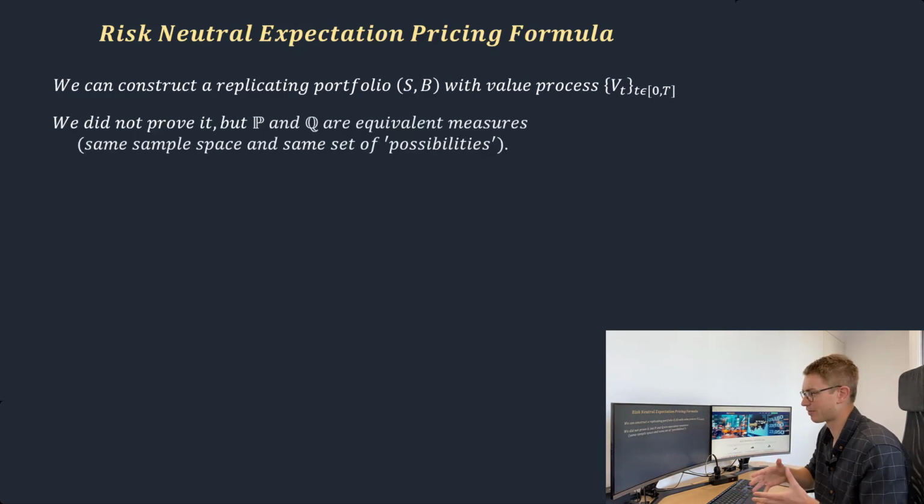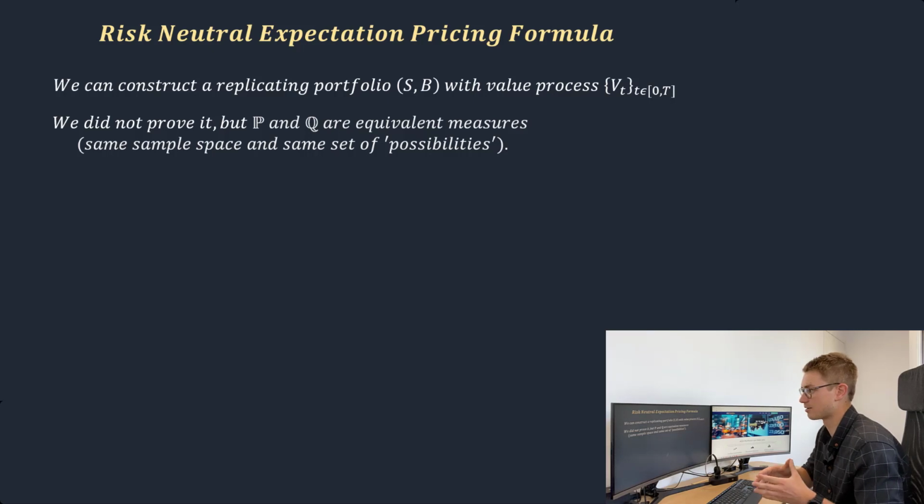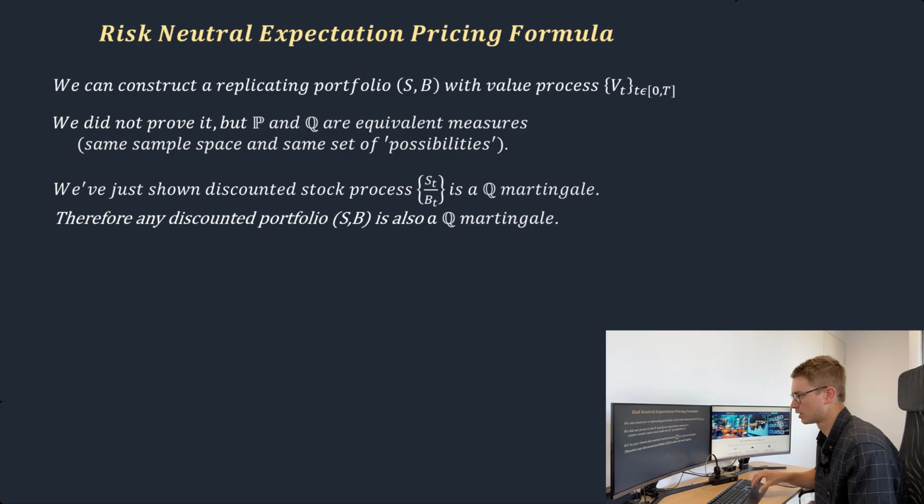We did not prove it here, but the physical probability measure and the Q probability measure are equivalent measures. And what do we mean by that? We mean that they have the same sample space and they have the same set of possibilities. So they're equivalent measures. Now, for the Black-Scholes model, there is only one equivalent probability measure. If there were multiple, that would mean that we would have more than one fair value price for our option. So under the Brownian motion model, we actually have only one equivalent measure, Q.